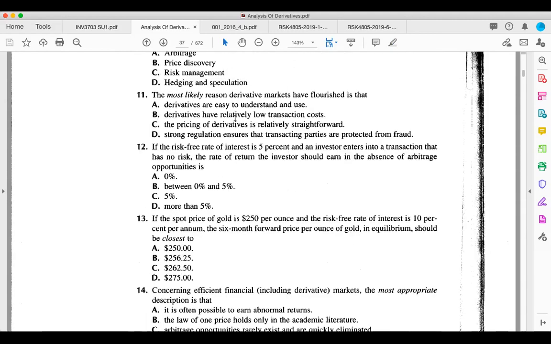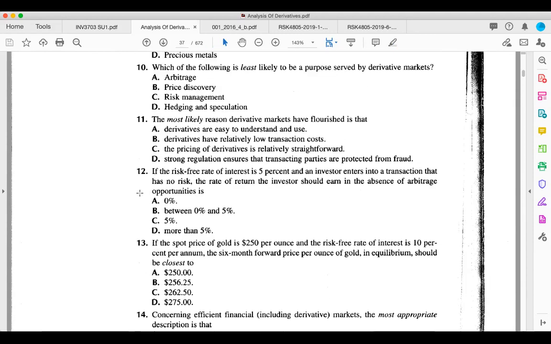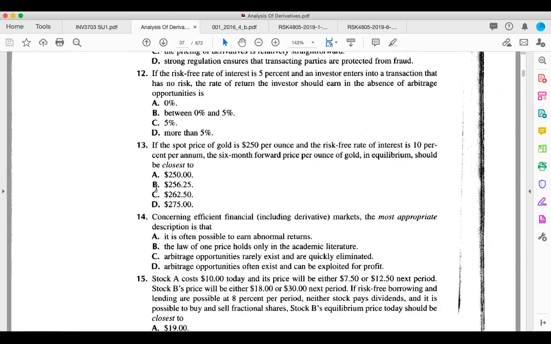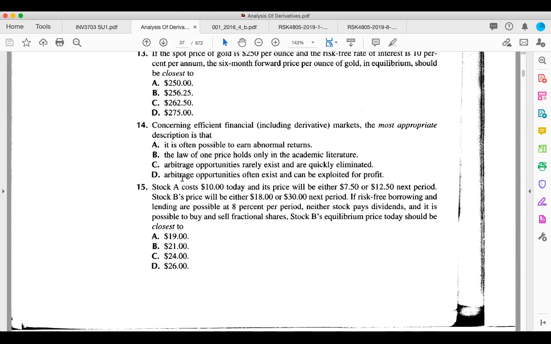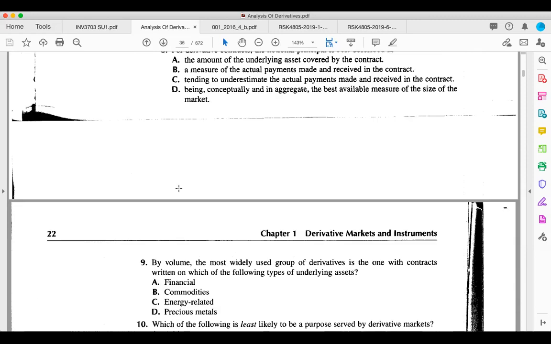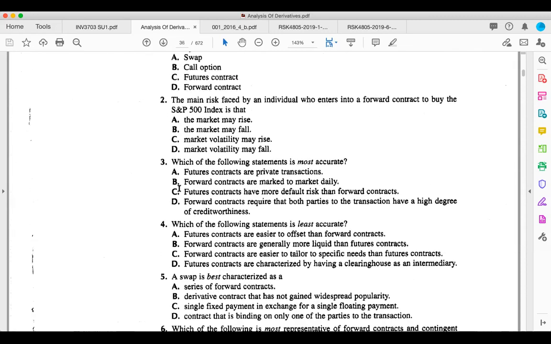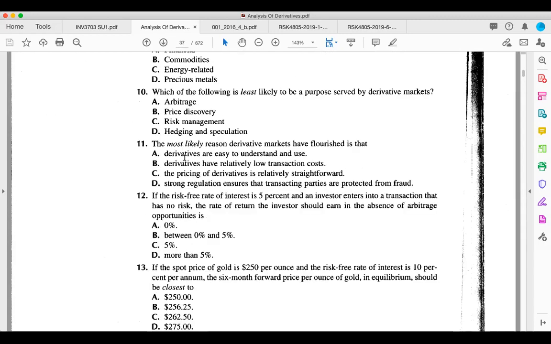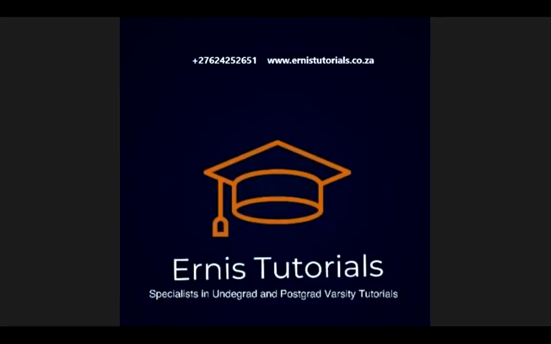Questions 12, 13, and 15 are a bit mathematical. I'll start the next class by taking you through these questions. This can be your homework. Just read up on it, and in the next class I'll take you through those mathematical questions. But you can try the theory questions here just to help with your understanding.